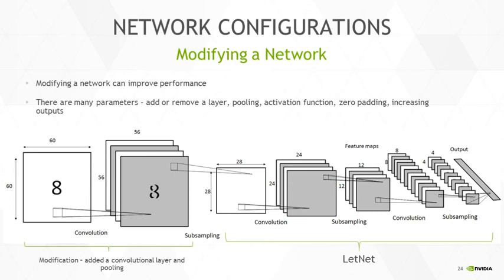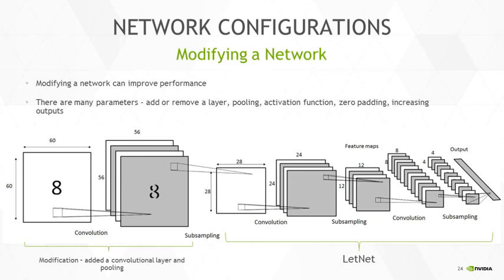There are a lot of knobs to turn in a deep neural network. You can add a layer, you can add pooling, you can change your activation functions, you can zero pad. So if your input data was 60 by 60, and you're going to apply a convolutional layer but you don't want to reduce the size of your feature maps through that layer, you could zero pad. I'll talk a little bit more about that in the next slide.